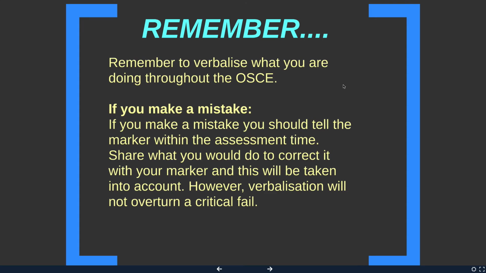So remember to verbalise what you are doing throughout your OSCE. And if you make a mistake, what can you do? If you make a mistake, you should tell the marker within the assessment time. Share what you would do to correct it with your marker, and this will definitely be taken into account. However, please note that verbalisation will not necessarily overturn a critical fail. So if you've done something that could place the patient in danger, even though you've recognised your mistake, it will not necessarily mean that the decision for a first attempt fail will be overturned. Okay, so just keep that in mind.